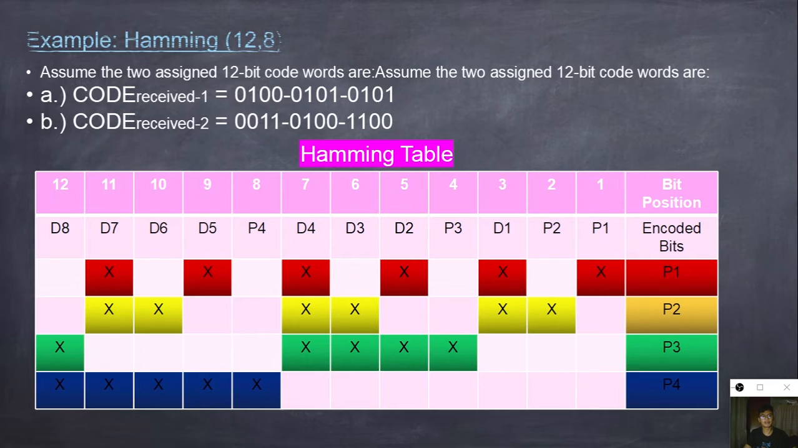Here is the example of Hamming 12-8, where the 12 stands for bit positions and the 8 stands for encoded bits. The bit positions are 1, 2, 3, 4, 5, 6, 7, 8, 9, 10, 11 to 12. The encoded bits are P1, P2, D1, P3, D2, D3, D4, P4, D5, D6, D7, D8.